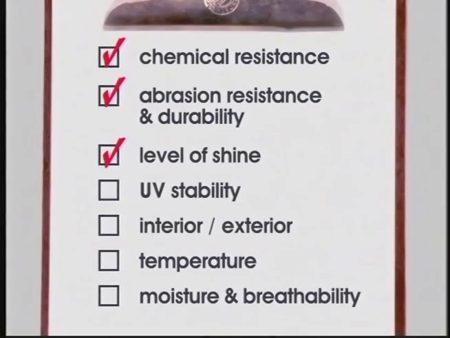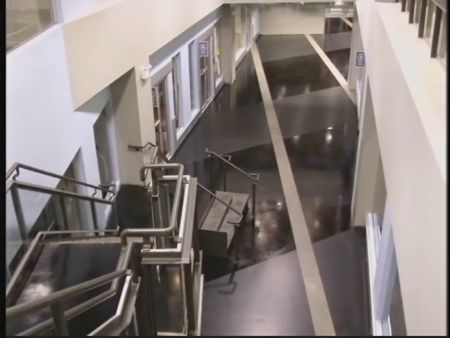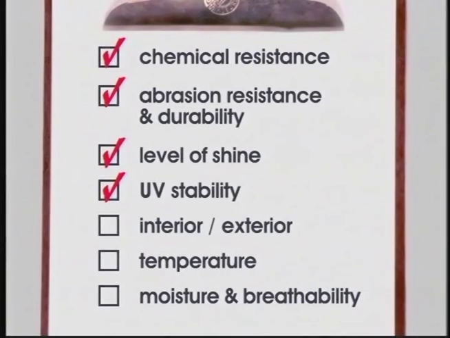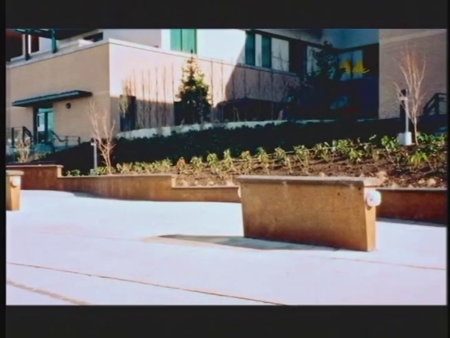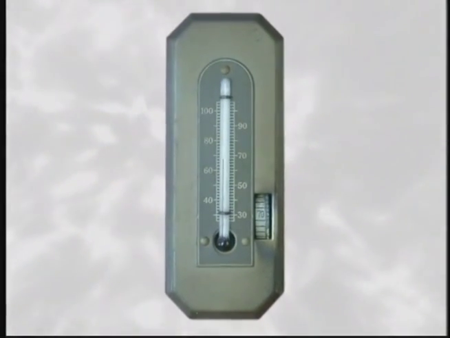Level of shine. Take this into consideration for floor function and design. A retirement home may require a subtle natural satin finish, while an automotive showroom owner may choose a powerful shine and luster. UV stability. Some products may yellow or fade in color when exposed to UV rays. Interior or exterior. Consider compatibility with the outdoor elements. Temperature. Know the product limitations when applying to hot or cold surfaces.